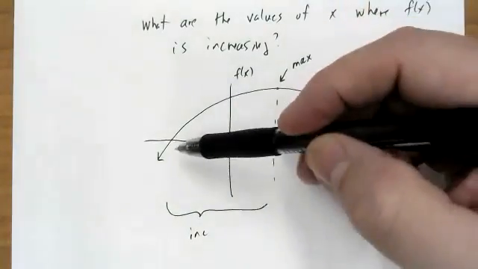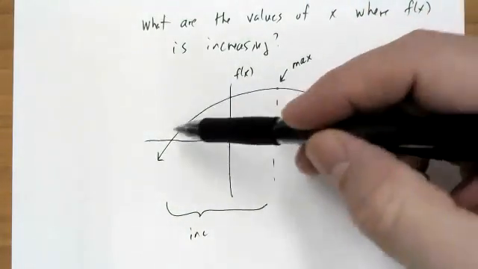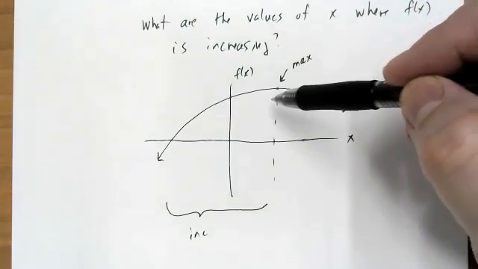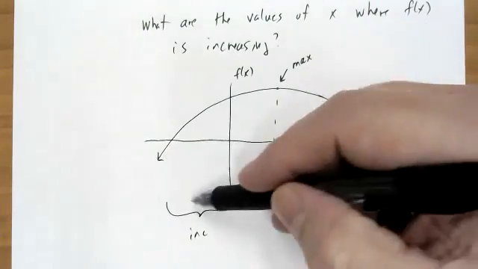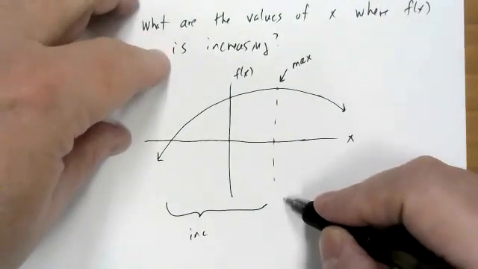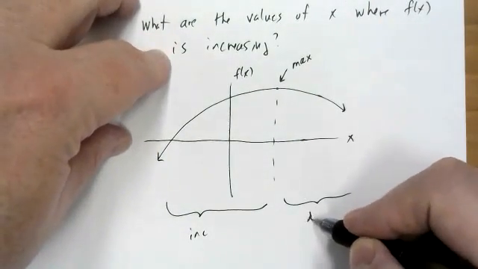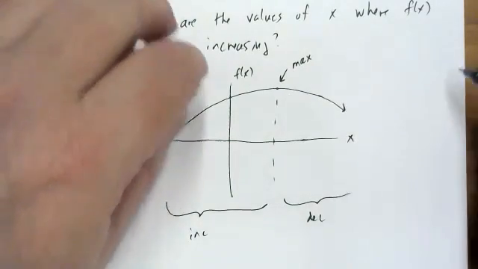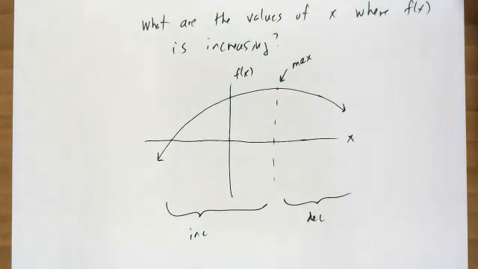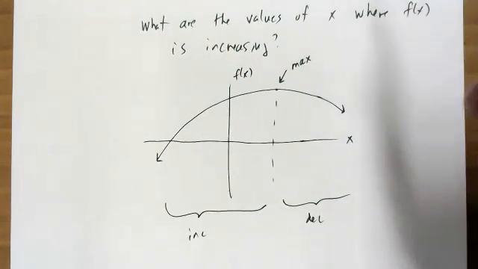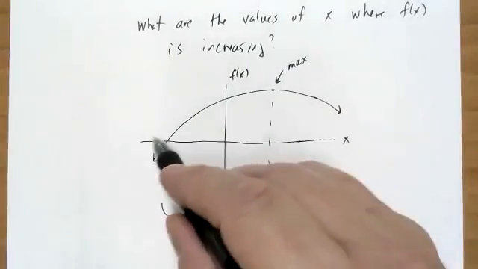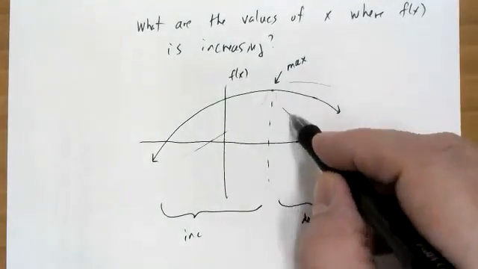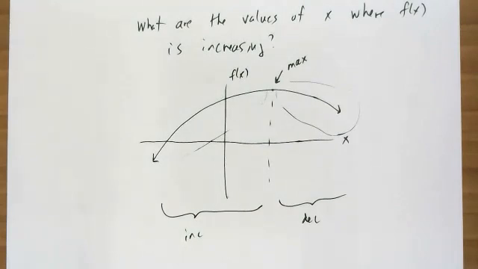So for this graph, we would call this the increasing region of the graph. The function is increasing here. And then we would say the function is decreasing here. So the reason why the answer is an interval is because we have to include these regions.